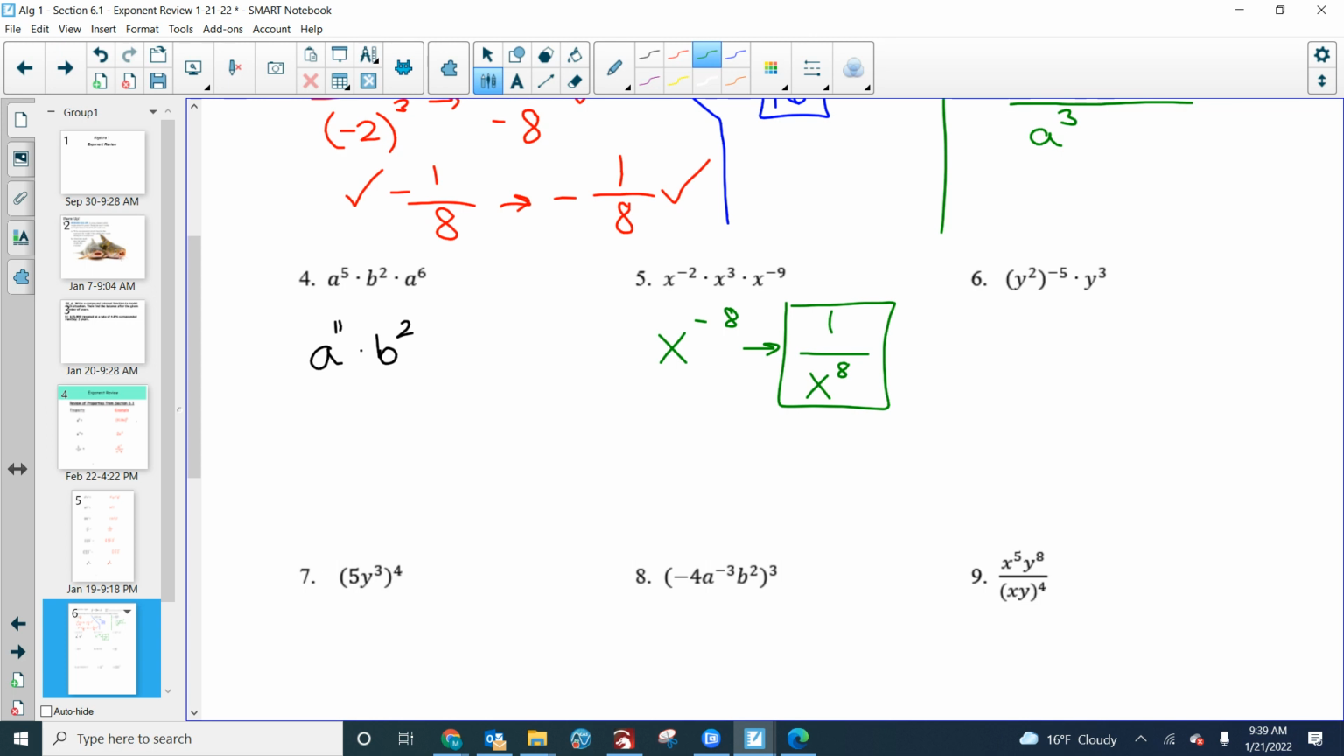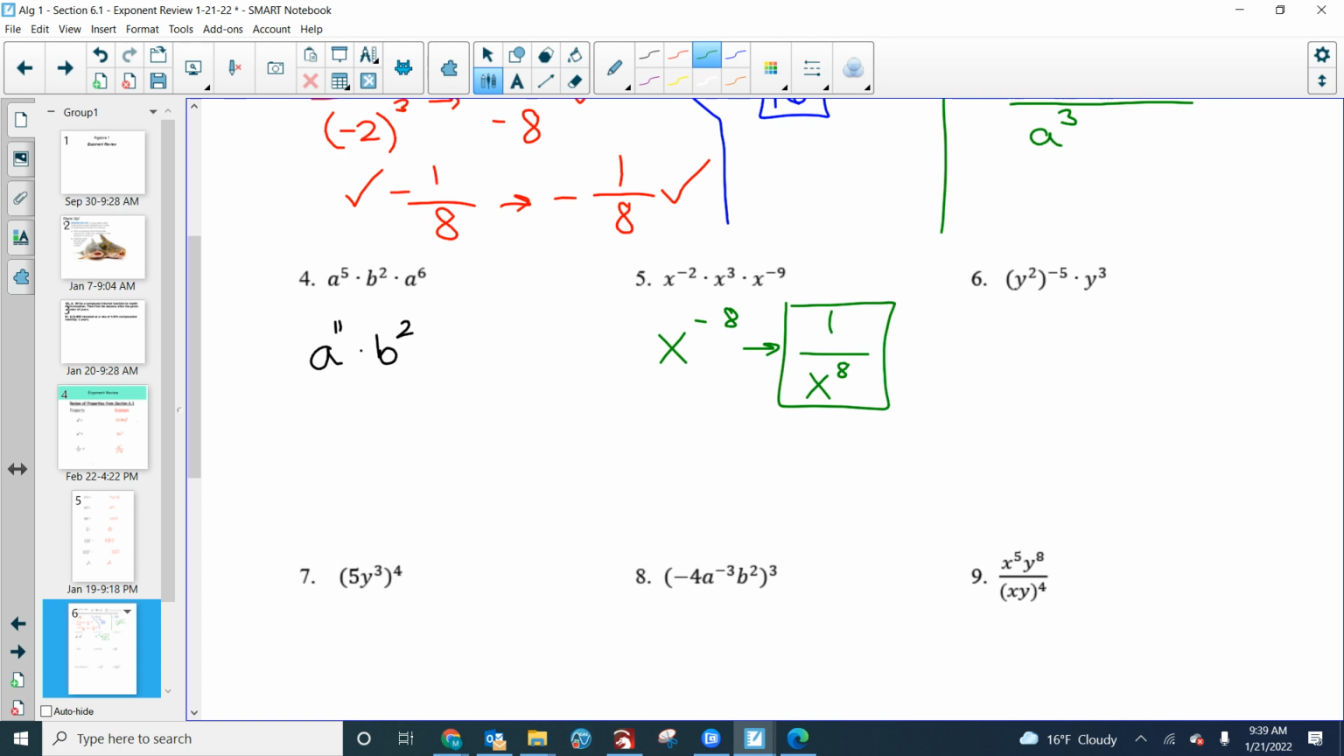So that rule, remember, that rule is the multiplication of bases. And what do you do with the exponents? Add them up. All right. Now what about the next one?